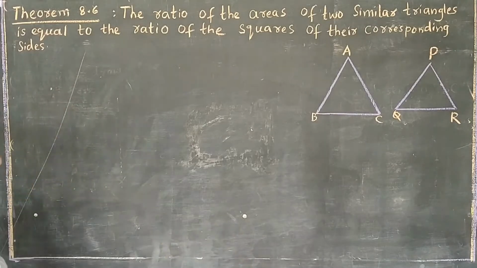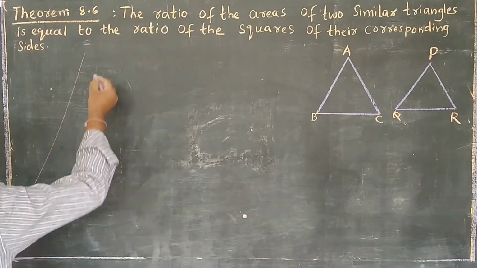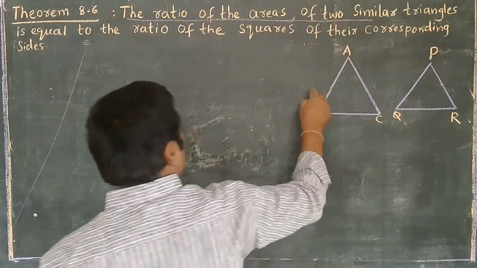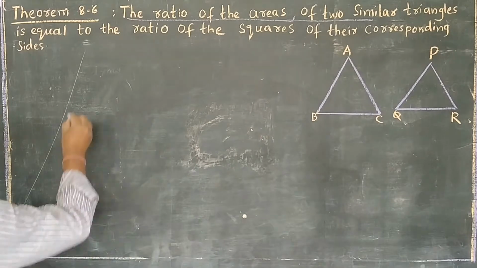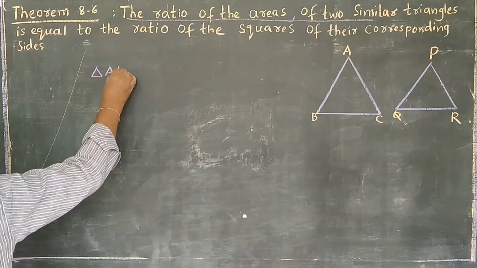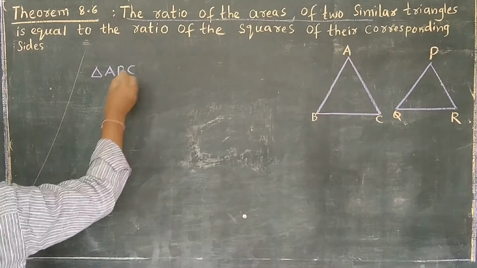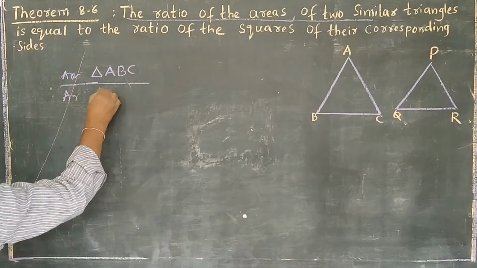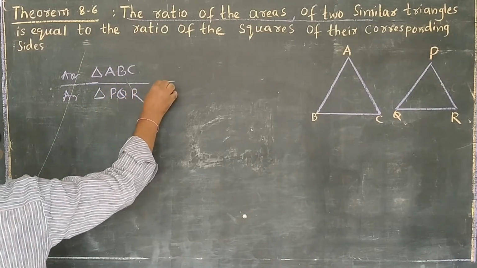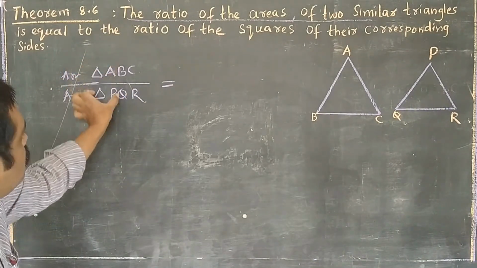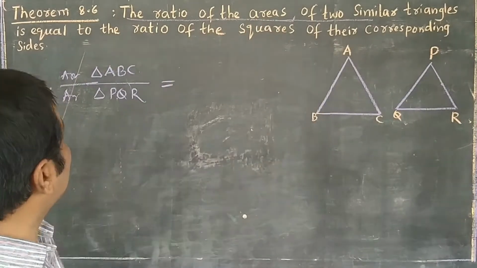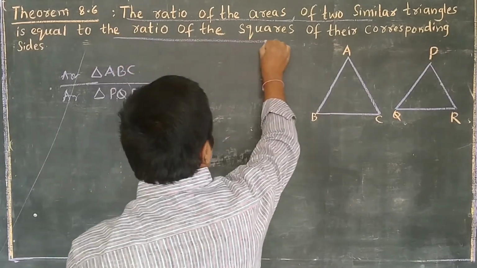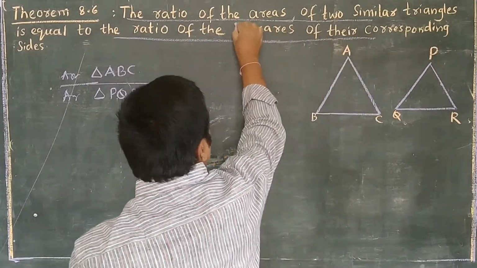What is the meaning of this question? First, try to understand the ratio of areas of two similar triangles. Already, the two triangles are similar. Means the ratio of area of triangle ABC to area of triangle PQR is equal to the ratio of the squares of their corresponding sides.